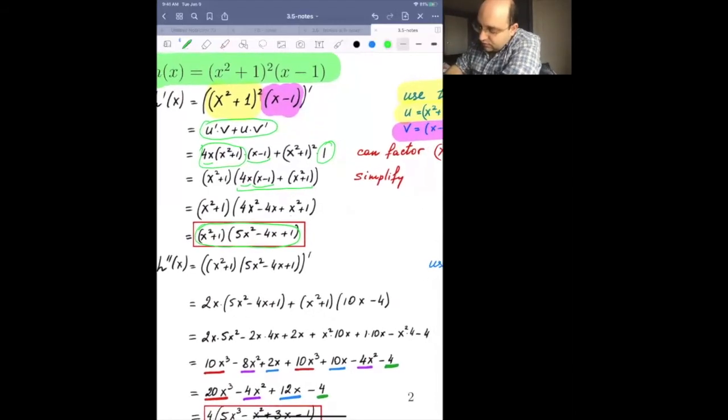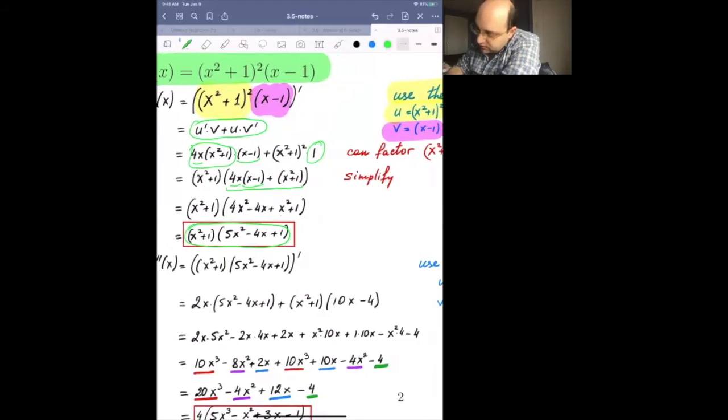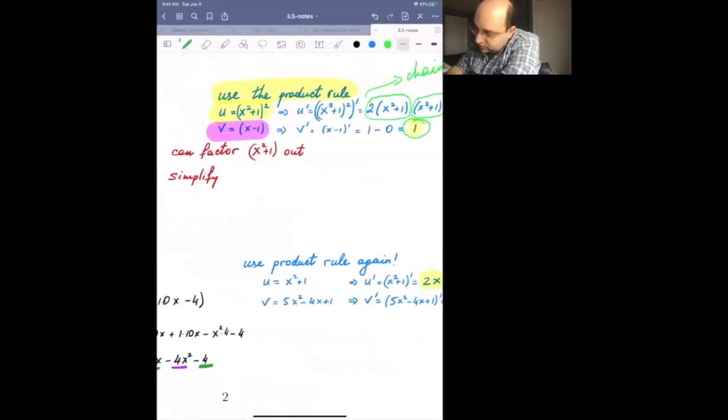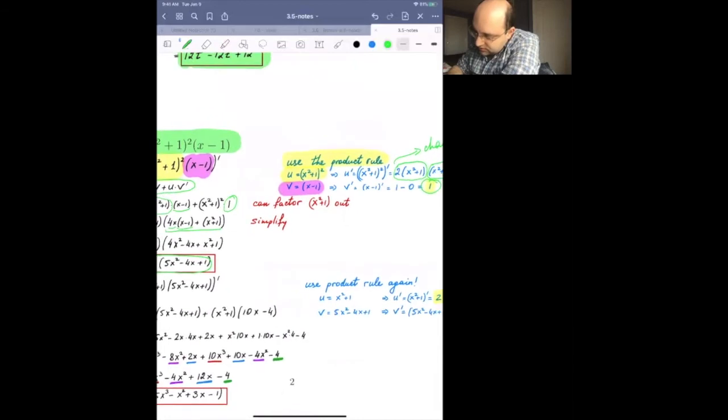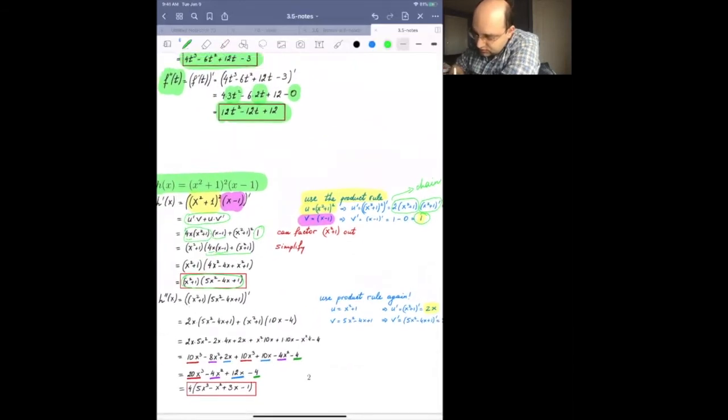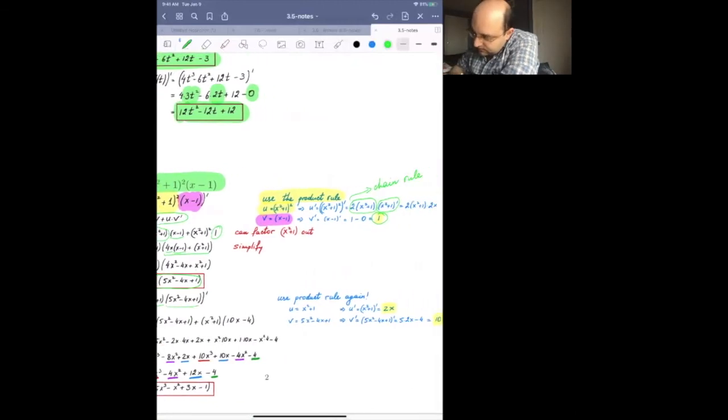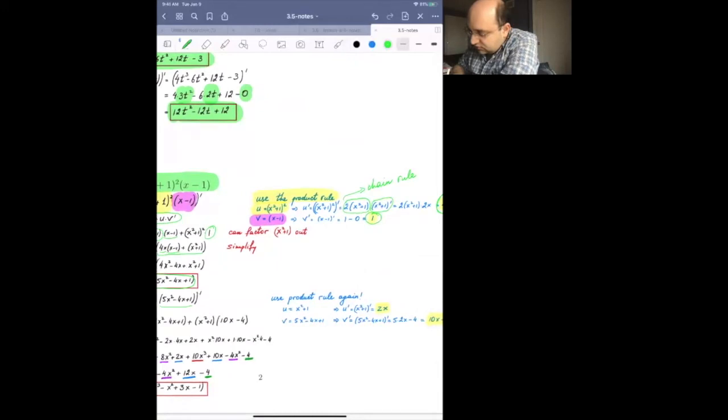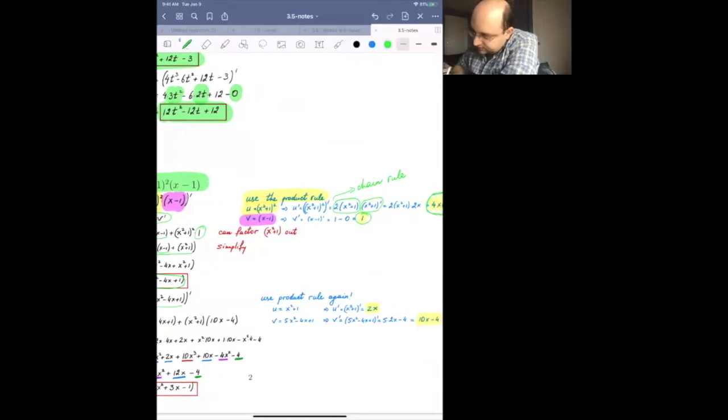So, and we're going to use the product rule again. So I'm going to write here. So we're going to use the product rule. So let's see, what's my u? This term here is going to be my u, and this term here is going to be my v. So u is equal to x squared plus 1.